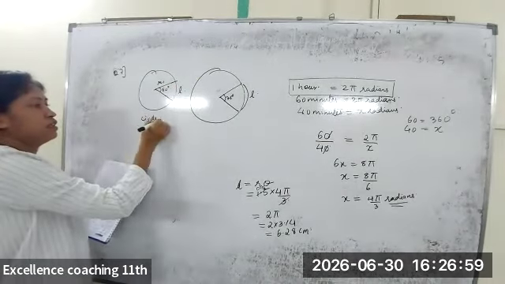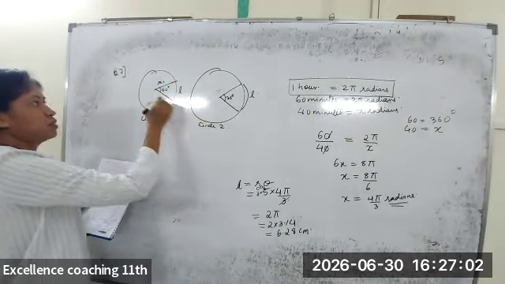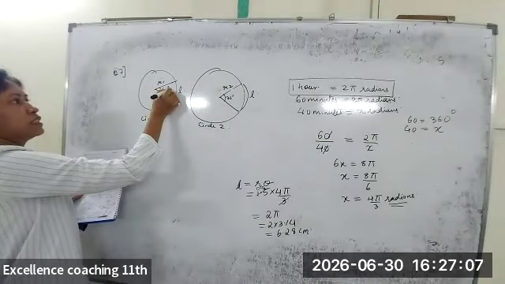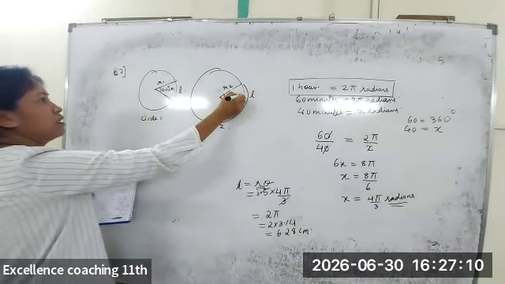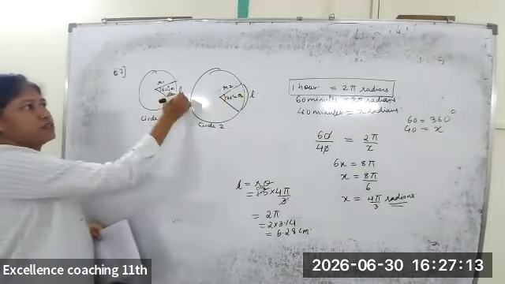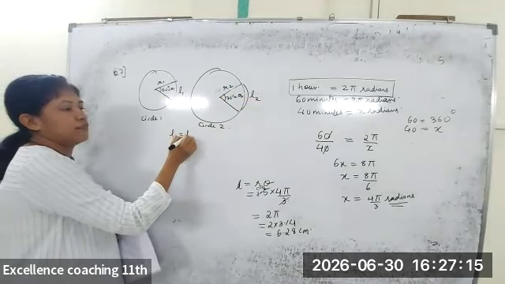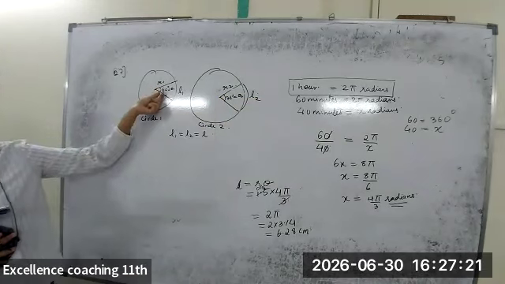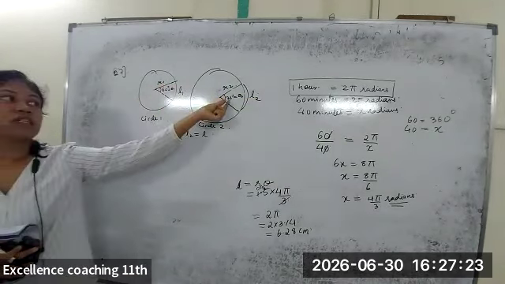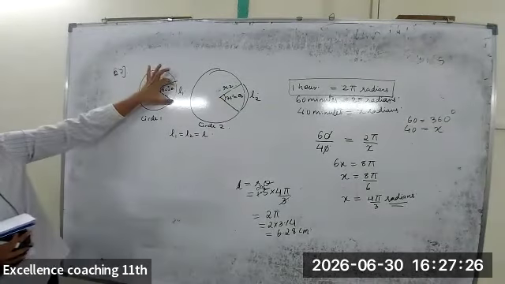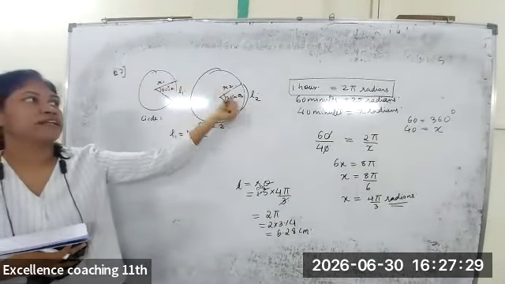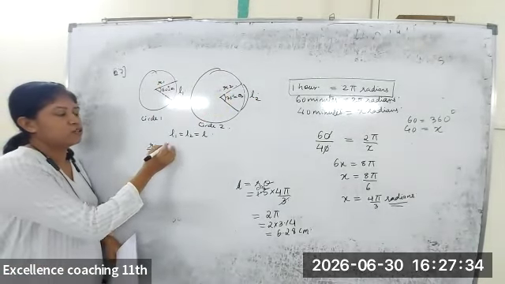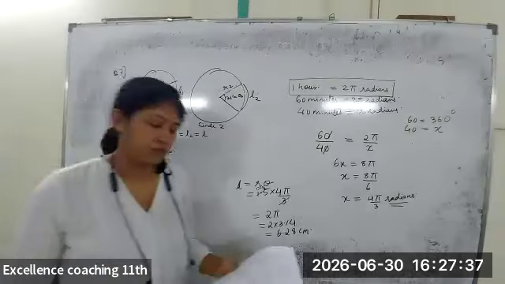So this is circle 1 and circle 2. R1 and R2 are different. Here theta is 60 degrees, here theta is 75 degrees. L1 is the same as L2, equal to L. There are two circles, one of 60 degrees and one of 75 degrees, but their arc length is the same. Now let us find the ratio. Ratio means R1 upon R2 is how much?